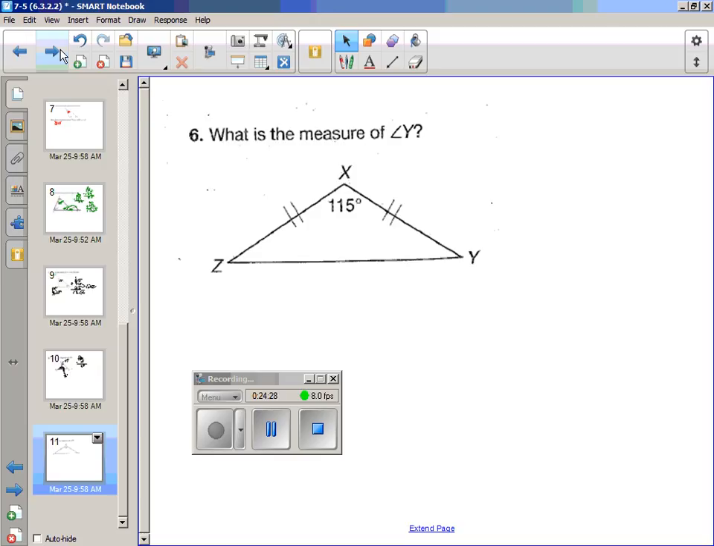We talked about this. These two angles have to be the same. Okay? It is isosceles. Still waiting. You're not going to get your homework assignment until you're quiet.